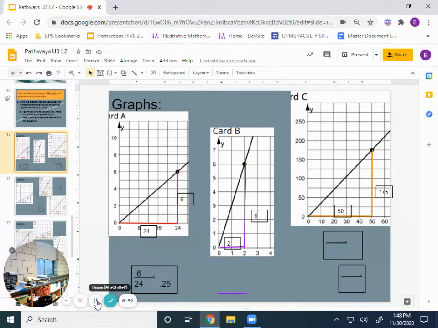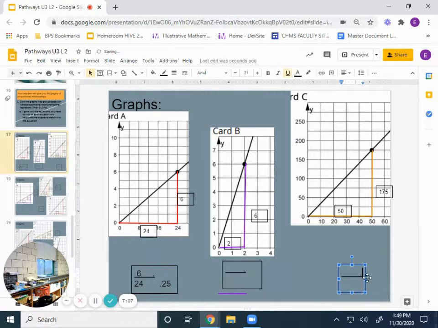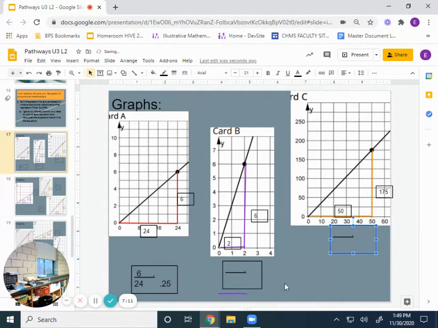Okay, so I was able to go through and I drew in all my slope triangles, labeled all my rises and runs. Now let's write these as fractions. So I need to calculate my rise and my run for card B here. I'm going to pull this guy over just so that I can type in here a little bit for myself. And I know that I'm talking about this guy B here.